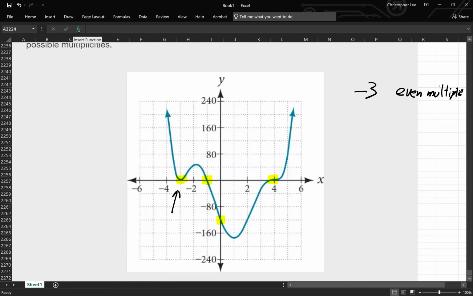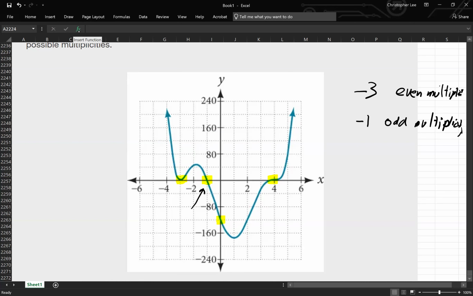What about the -1? Right? So I'm looking at -1, which is right here. Even or odd? We pass through the x-axis, right? So what does that mean? No, not neither. We're passing through the x-axis, so it's going to be what? Odd, right? So this is odd multiplicity. I can't spell that word, but y'all get the idea, right?